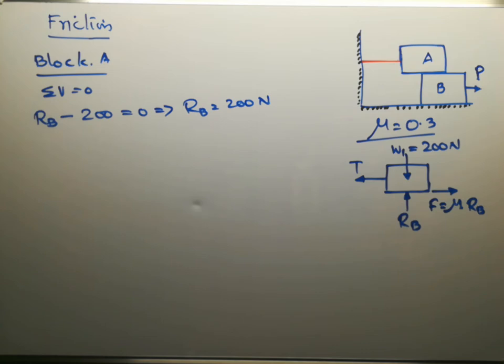Then if we consider sigma H equal to 0, that is, the sum of horizontal forces acting on block A, that also will be equal to 0, because these two bodies will be in equilibrium under the action of these forces, since the force P is just about to move body B. We can easily say that block A is not moving, but it is having a tendency of motion.